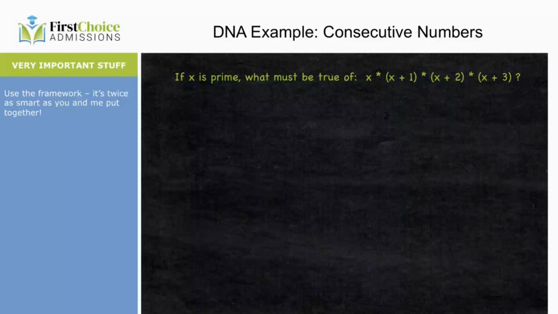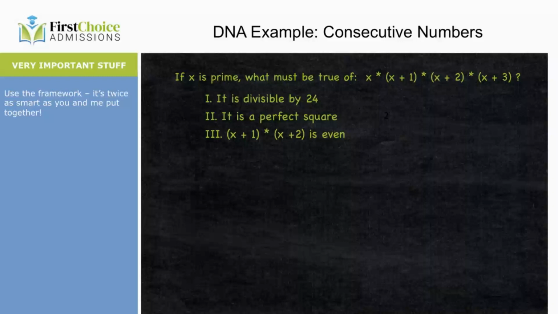All right, so now that we know that, what the heck are we being asked? Well, they want us to evaluate this string of 4 consecutive numbers and figure out if it's divisible by 24, if it's a perfect square, and if X plus 1 times X plus 2 is even. Well, I think we can do that, and I think we can learn a heck of a lot of really, really good stuff along the way. So let's take the very first one.